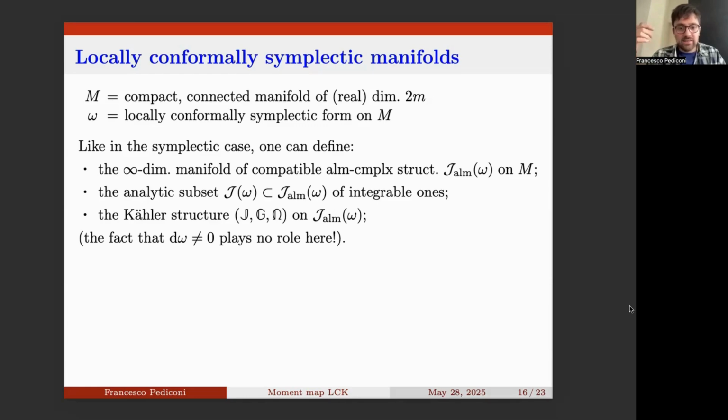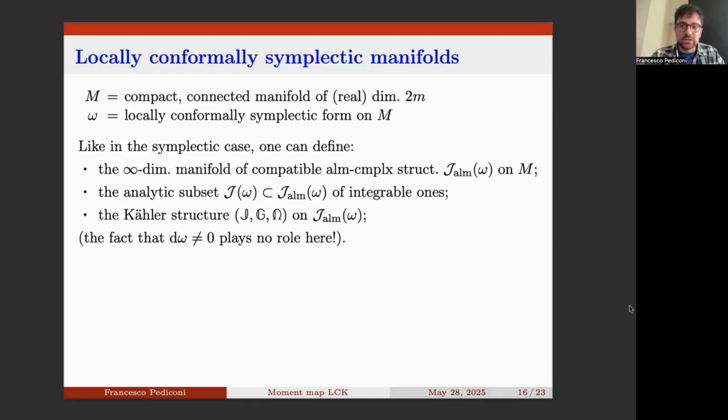You can define again the analytic subset of those complex structures that are integrable, and surprisingly, you can define again the tautological Kähler structure. I say surprisingly because the definition of the tautological Kähler structure, if you remember, does not use the fact that omega was closed. And the point is that the form capital omega that we get with that construction remains symplectic even if the little omega on the manifold is non-closed.